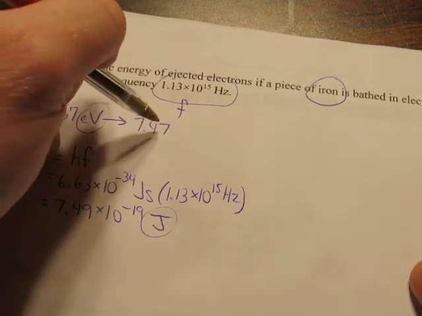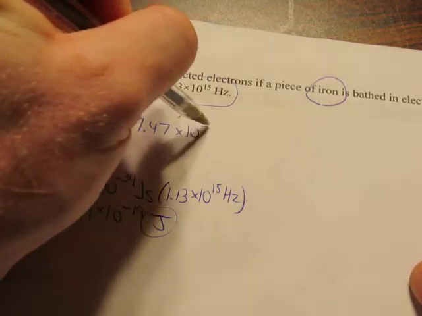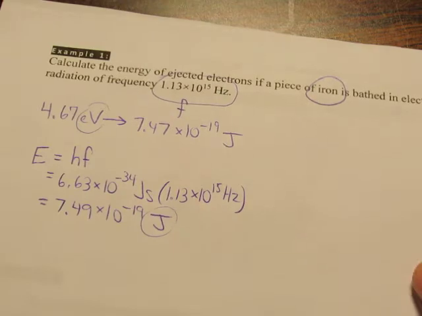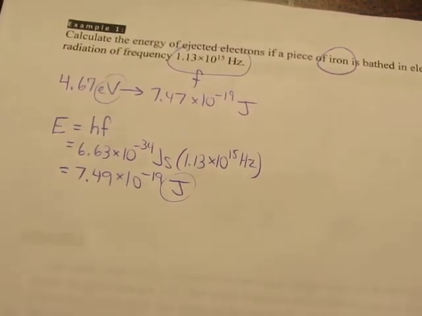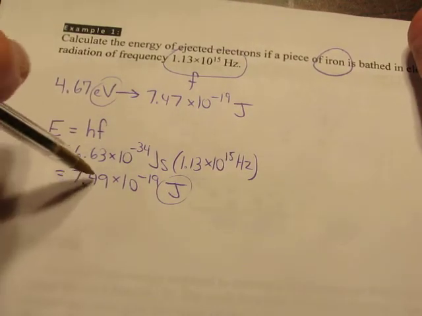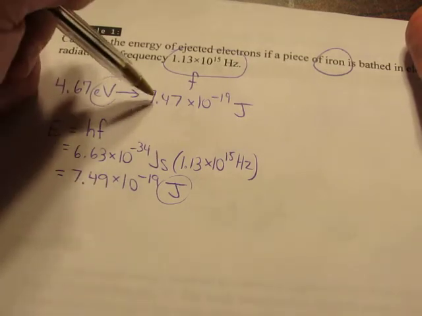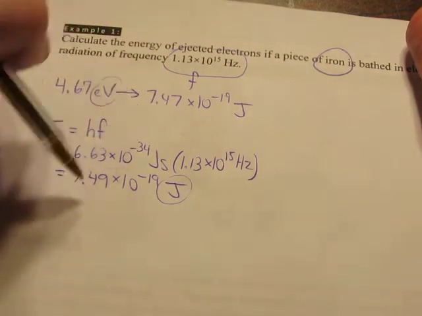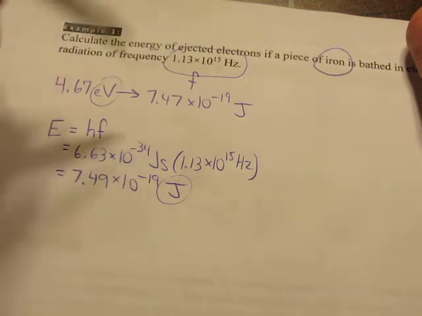7.47 times 10 to the negative 19 joules will be absorbed in this situation. So think of the theory here. 7.49 is falling on the metal, 7.47 is going to get absorbed, and there's going to be 0.02 left.